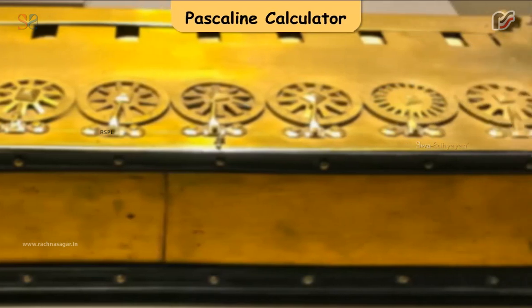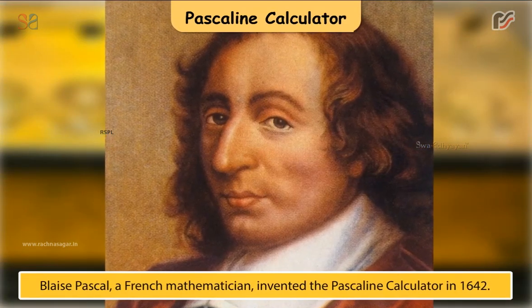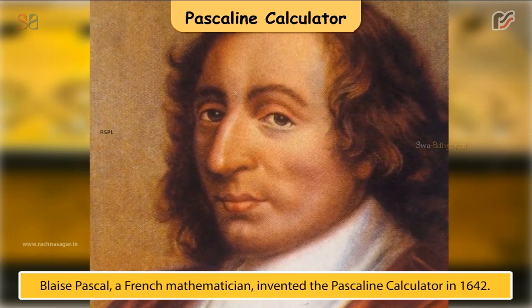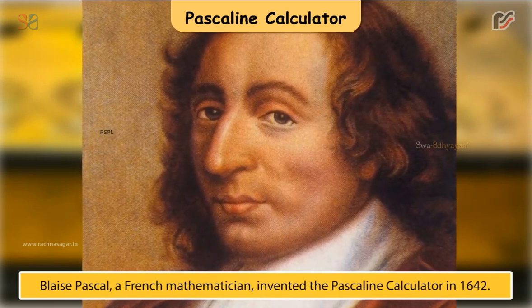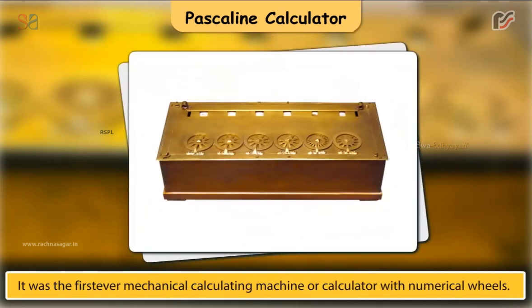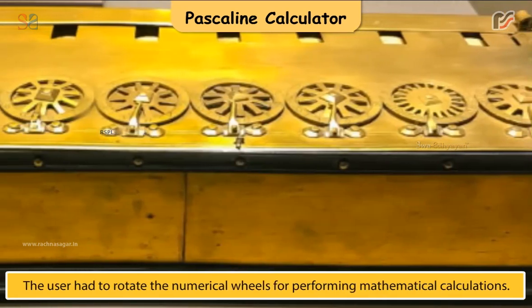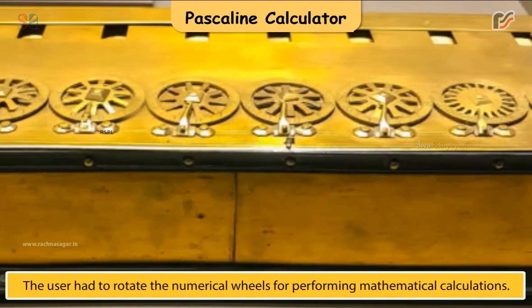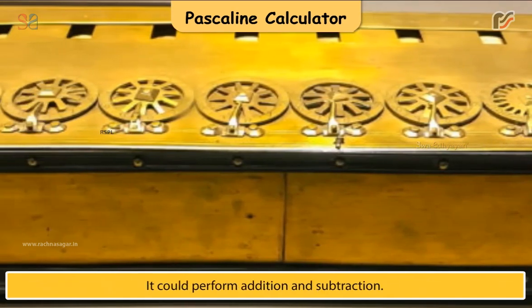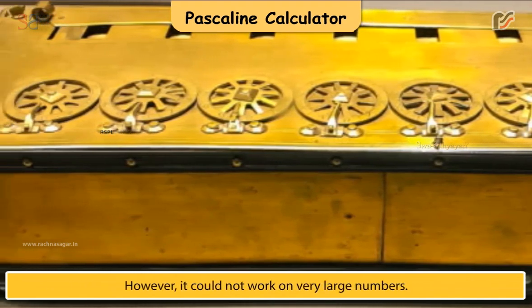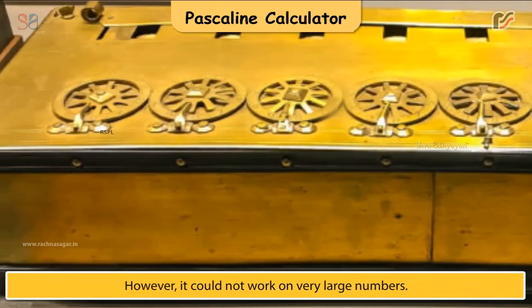Pascaline calculator. Blaise Pascal, a French mathematician, invented the Pascaline calculator in 1642. It was the first even mechanical calculating machine or calculator with numerical wheels. The user had to rotate the numerical wheels for performing mathematical calculations. It could perform addition and subtraction. However, it could not work on very large numbers.